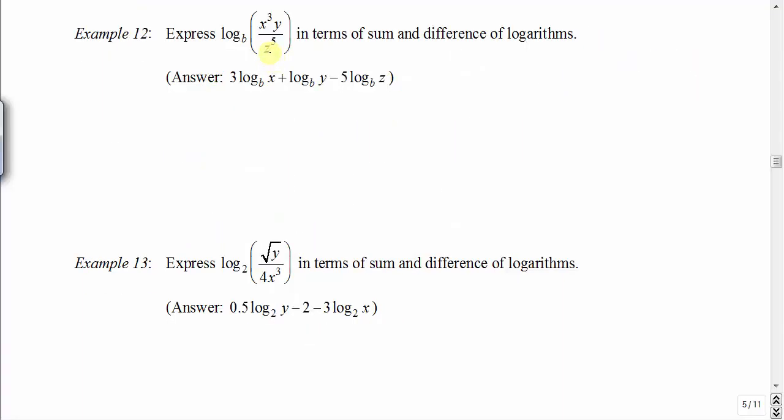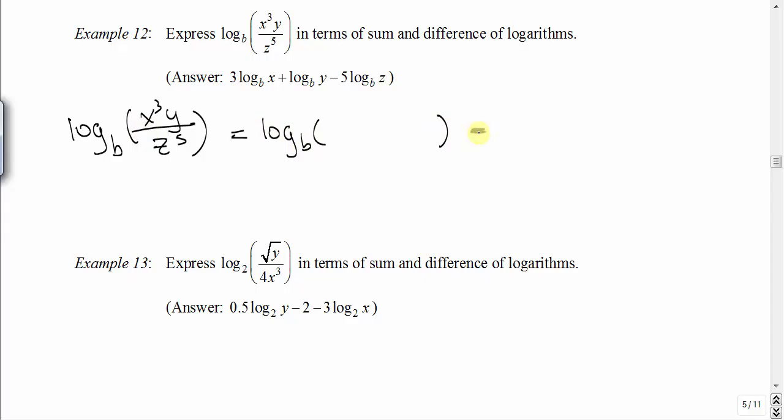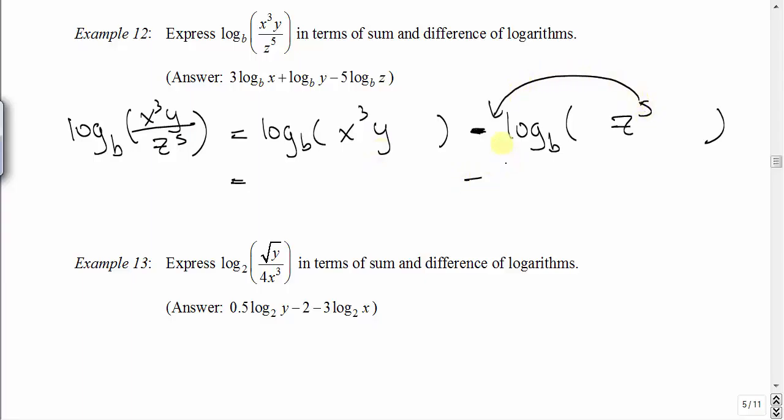Example 12. Express this single logarithm in terms of sum and difference of logarithms. Let's deal with the expression one by one. I see a divide here first, so this single logarithm can be changed to a multiple logarithm, and a divide becomes a minus here. This expression comes from the top expression, which is x cubed y. Now I cannot bring down this cube here because there is a y here. But for this case, I can bring down the 5 here. So this will give me 5 log base b z.